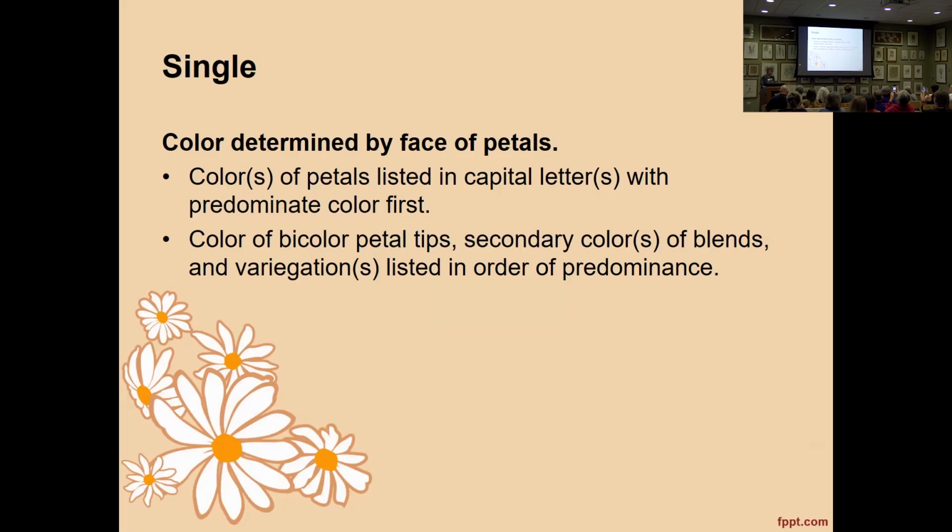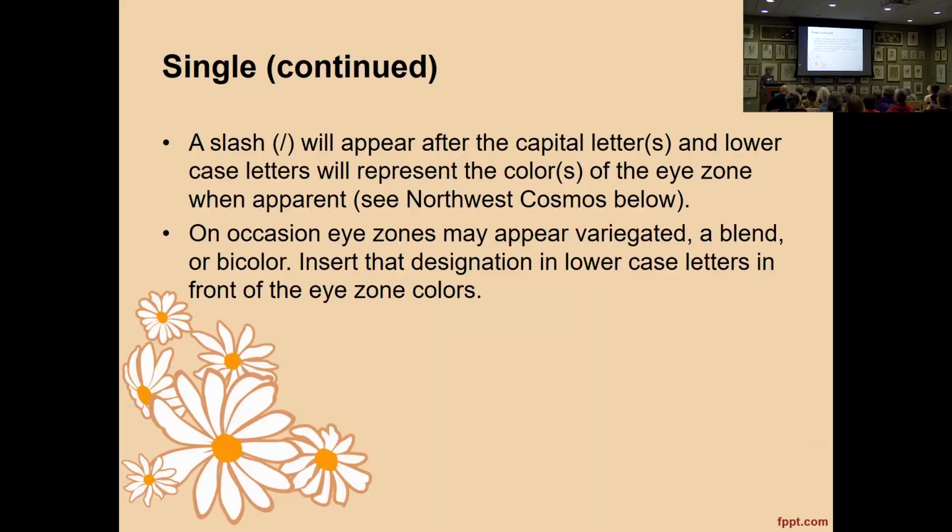Colors, again, listed in capital letters with predominant color first, then the bicolor tips, secondary colors of blends, and variegations listed in order of predominance. A slash appears after the capital letters, and lowercase letters will represent the colors of the eye zone when apparent. On occasion, eye zones may appear variegated, a blend, or bicolor. Insert that designation in lowercase letters in front of the eye zone colors.